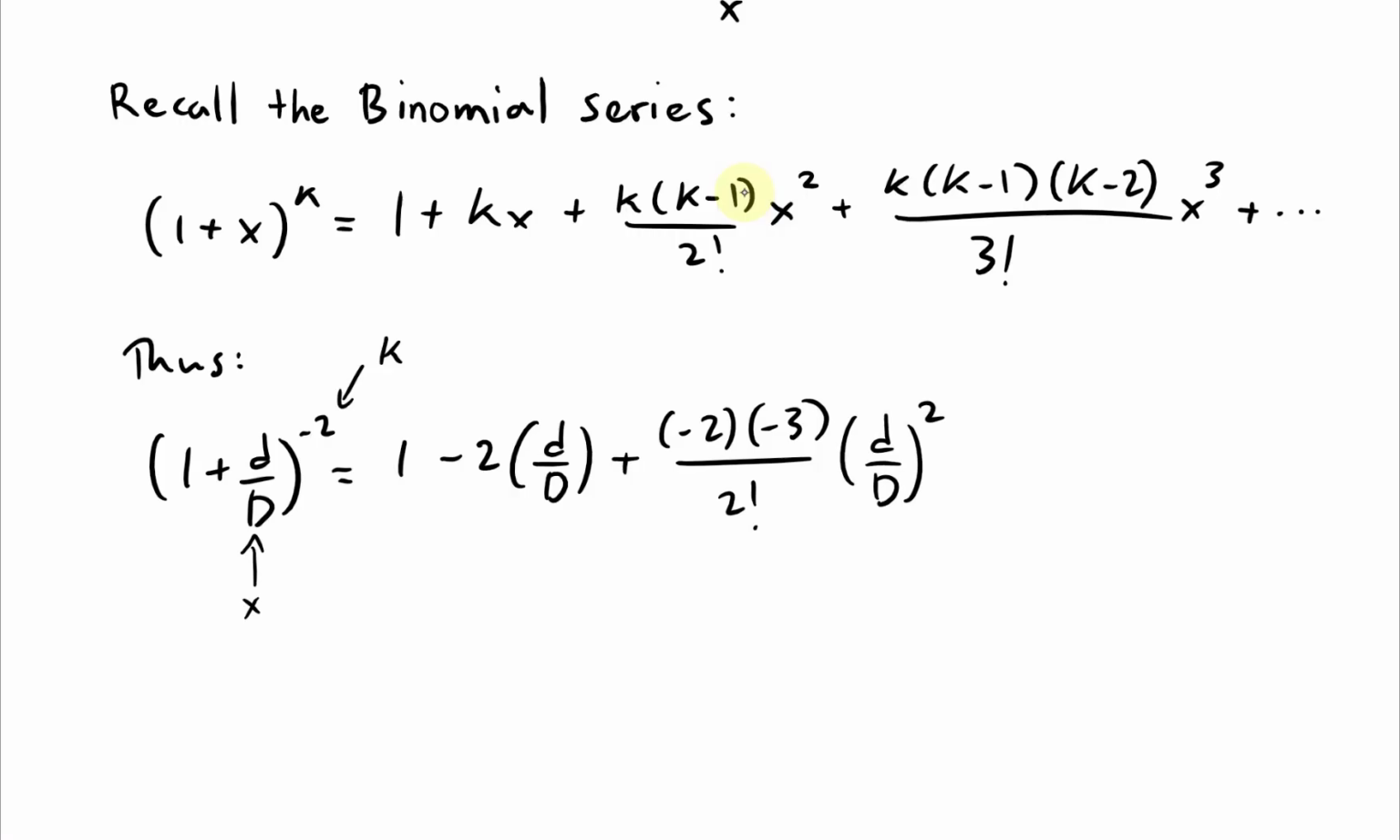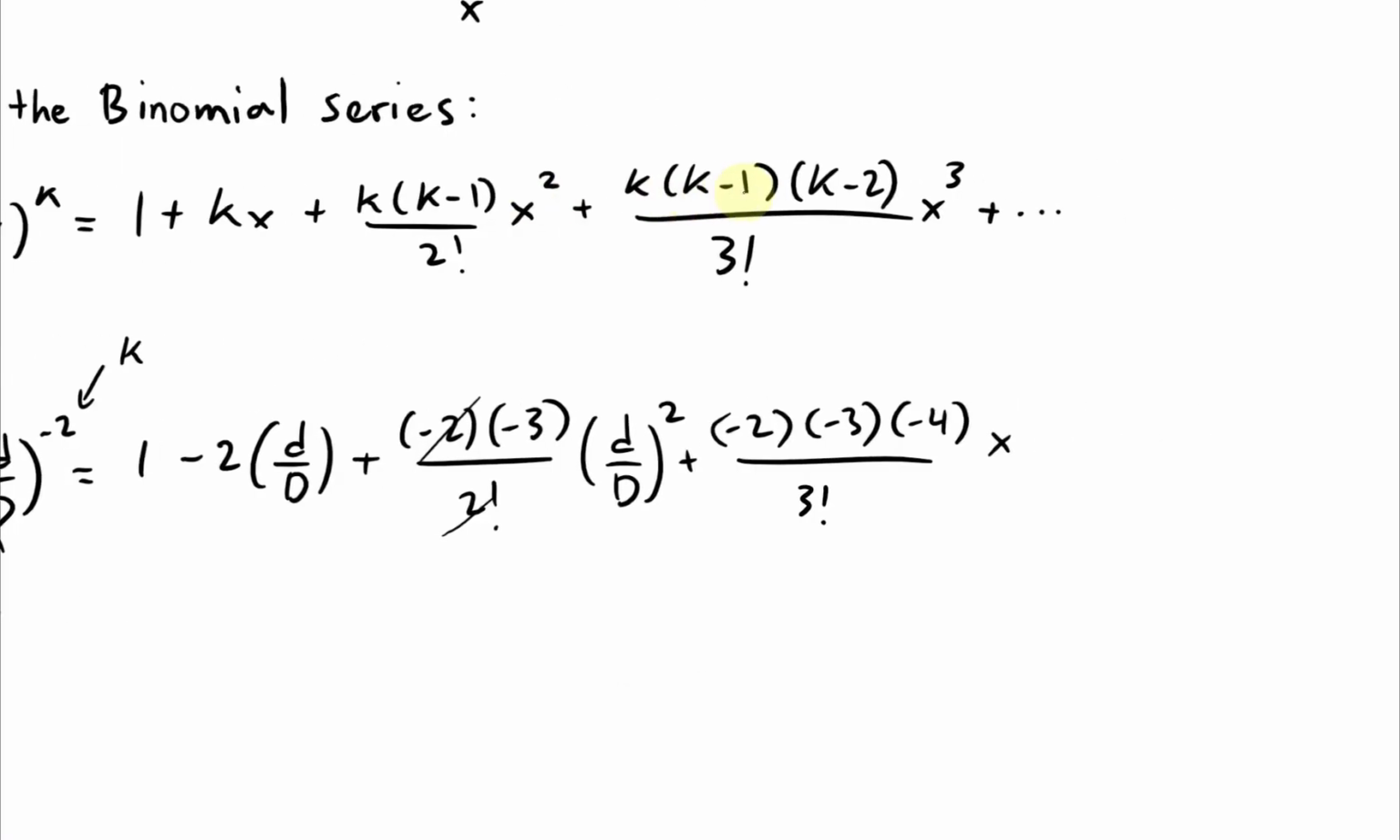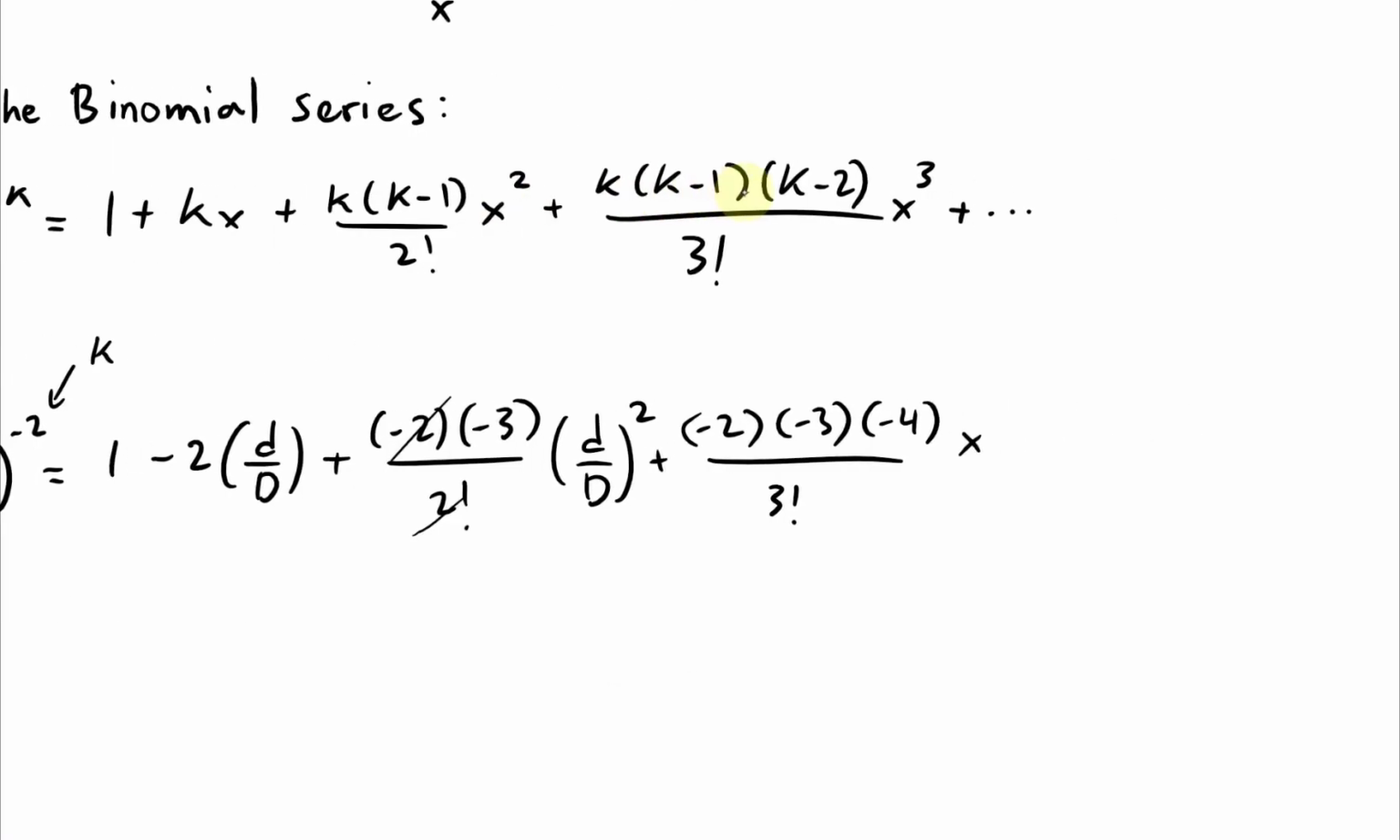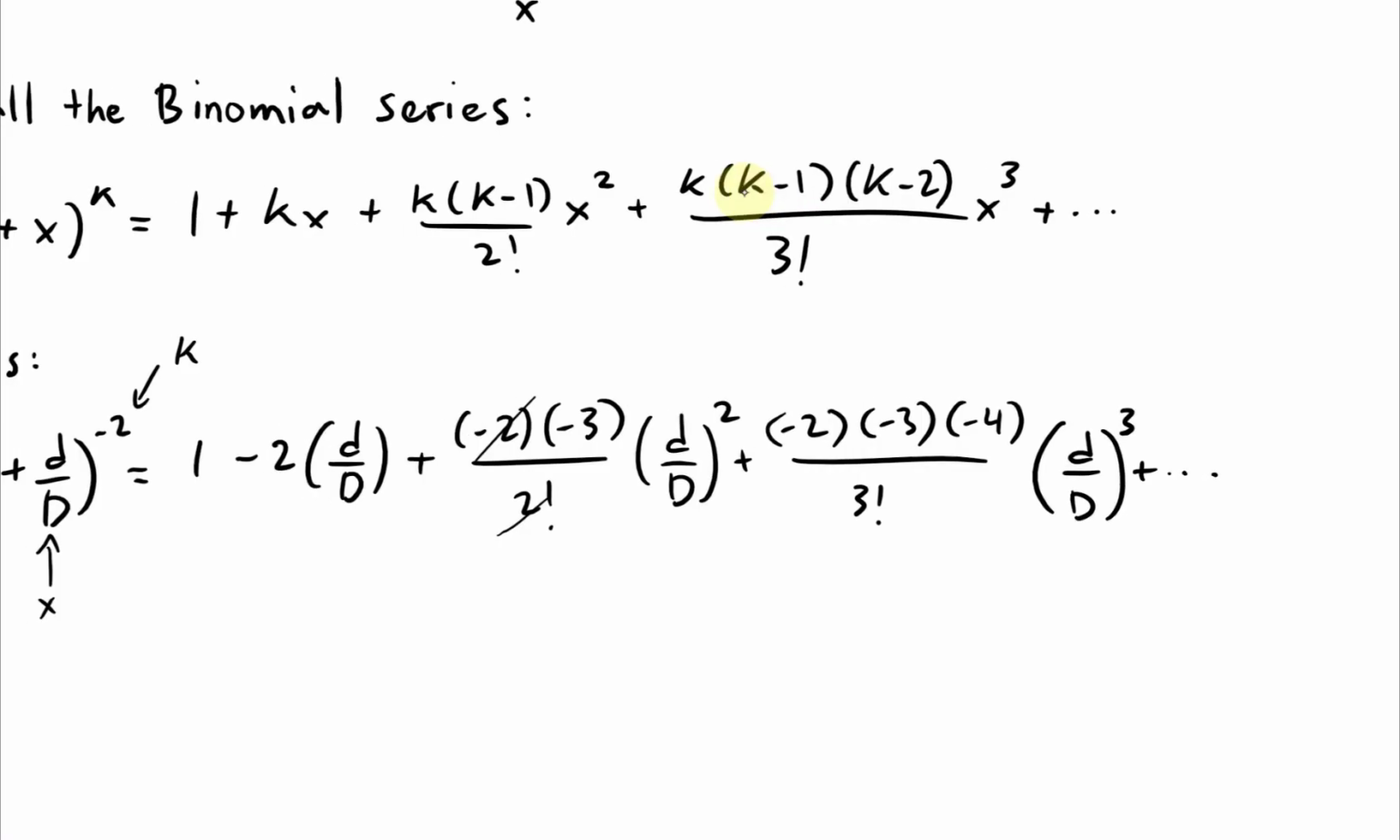Now this one is going to cancel this, we'll get to that in a bit. The next one is negative 2, negative 3, and then negative 2 minus 2 is negative 4, over 3 factorial, times d over capital D cubed, and plus dot dot dot.